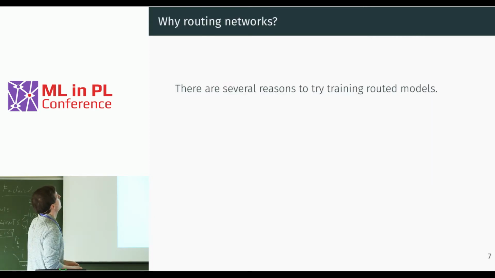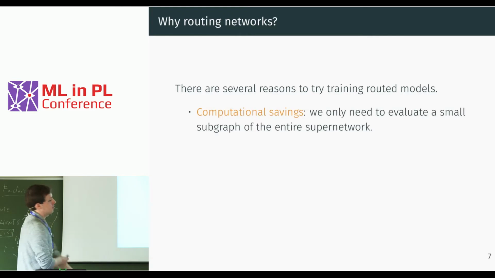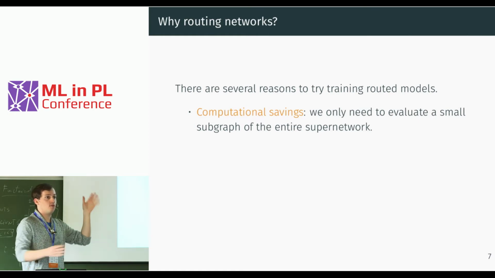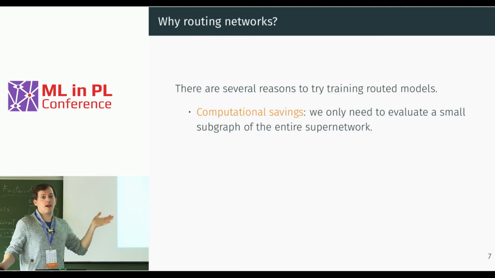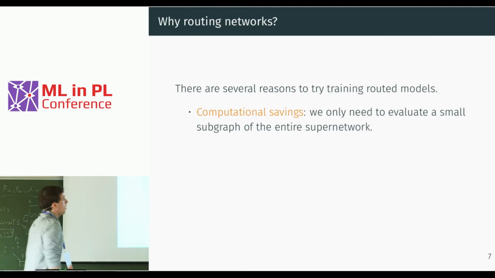Okay, so why should I bother? There are several reasons why you could want to train these kinds of models. One reason is blatantly obvious, which is computational savings. If you have this large graph, but you are somehow able to choose a relevant part and only activate this part and not look at the other parts, then you can obviously get huge computational savings, right? Because you're not accessing the other parameters. So that's a pretty obvious reason, but there are a bunch of other more vague ones.